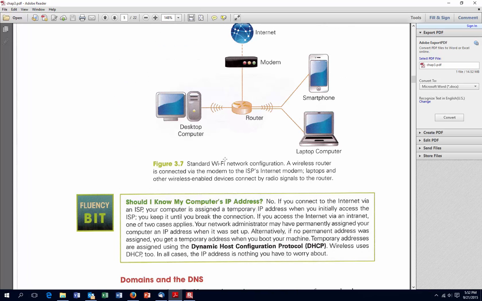Here's an example of a Wi-Fi network config where the router is connecting various desktop computers and smartphones, sending that traffic to the modem, which again goes out on the internet.